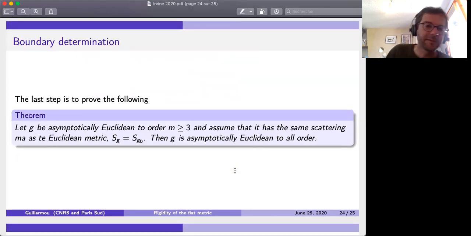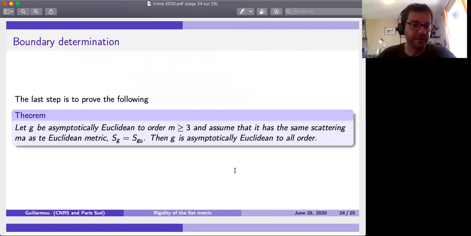So now the last step of the proof, which is then completely different from Croke or Berger's argument, is to prove that if you have an asymptotically Euclidean metric to order M larger or equal to 3, and you assume that you have the same scattering map as the Euclidean metric, then in fact, G is asymptotically Euclidean to all order. It means that really the asymptotic expansion of the metric near infinity, if you write it in the good radial coordinate, has to be the same as Euclidean space. So this part is really quite tricky. One has to analyze the geodesics very far, near infinity, very close to the boundary at infinity.